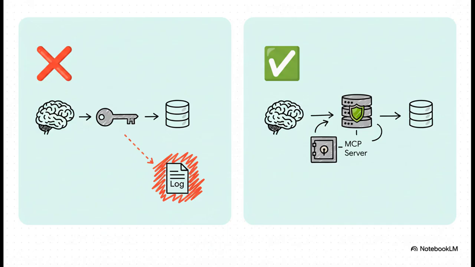So, what's the big deal here? Why does this matter so much? Well, this slide lays it out perfectly. On the left, you see the danger zone. This is the common, easy way to do things, where the model itself gets its hands on the API key. And that key can so easily end up in your logs, your prompt history, anywhere. But now look at the right. That's the MCP way. The model just makes an abstract request, a tool call, and the MCP server is the one that actually handles the secret. The model, it never even sees it.